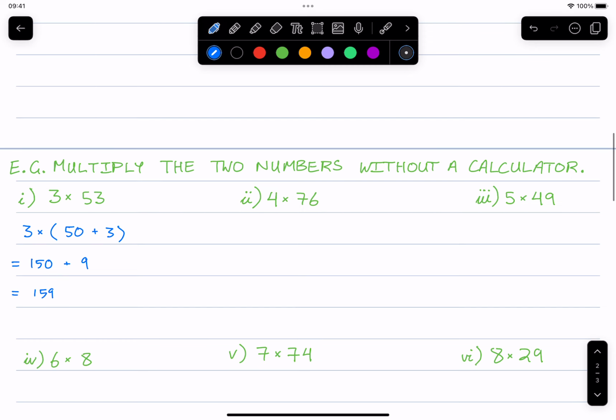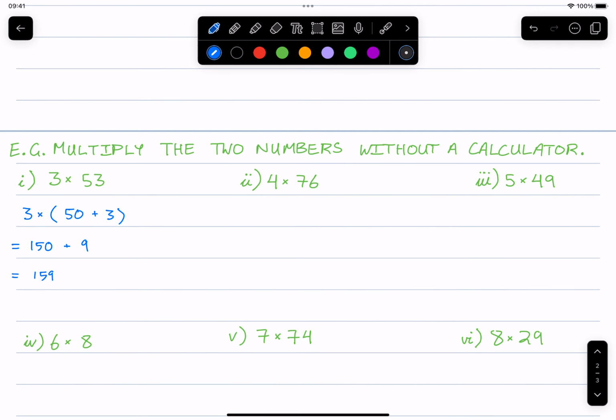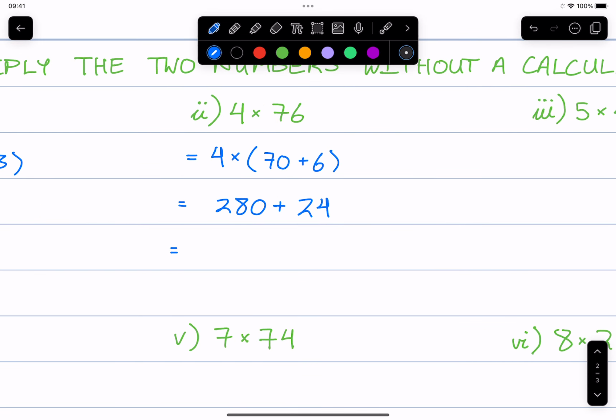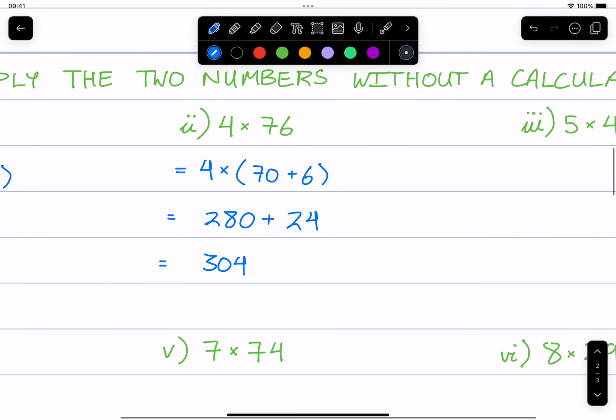So now that you've seen this first example, try the next two. So here we go. We imagine this as 4 times 70 plus 6. 4 times 7 is 28. And once again, because it's a 0, well, 70, we put a 0. 4 times 6 is 24. Now we simply add the two: 4, 0, 3. 3, 0, 4. Okay, let's keep going here.